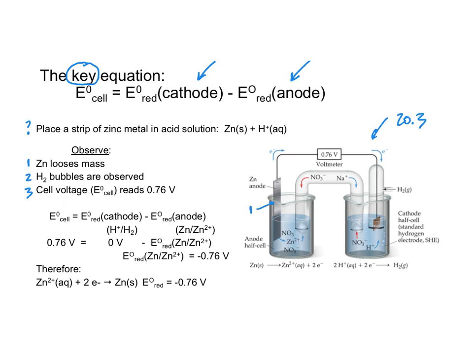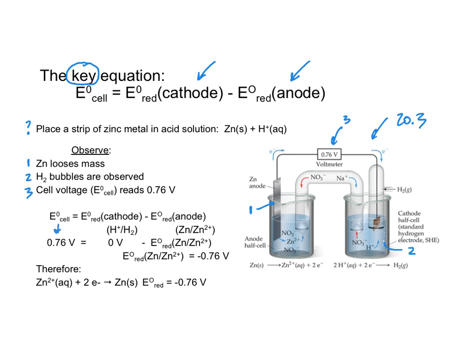So this is what we mean by zinc losing mass. If I were to reweigh the anode, which we used to do always in lab, you would see that. If hydrogen bubbles are observed, well, that's the picture here over on the right-hand side. There are the little bubbles. And if the cell voltage reads 0.76, that would be up here in the picture. So we have these pieces of information.